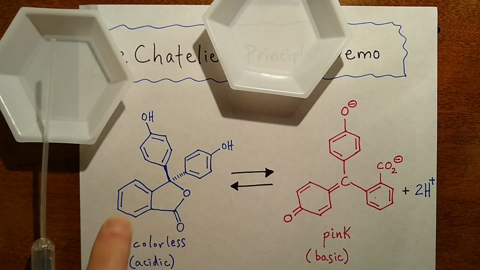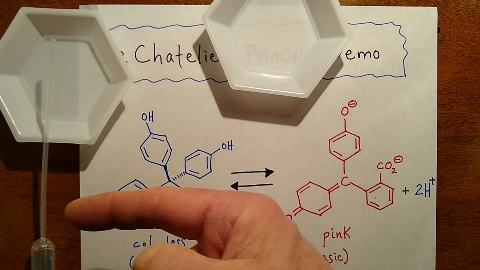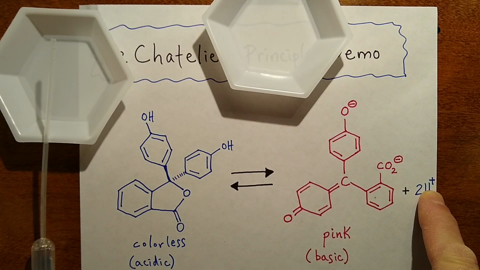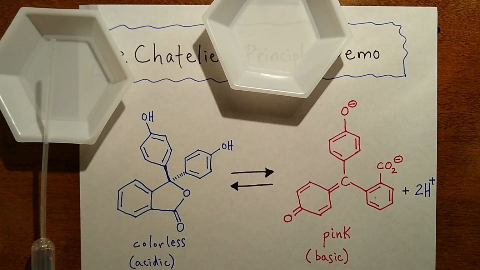So all I'm doing is causing a shift left and right depending on if I'm adding acid or base. Adding base causes a shift this way because it removes a product. Adding vinegar shifts it this way because I'm adding in a product. That's Le Chatelier's principle. Hope that gives you a better idea of what's going on.